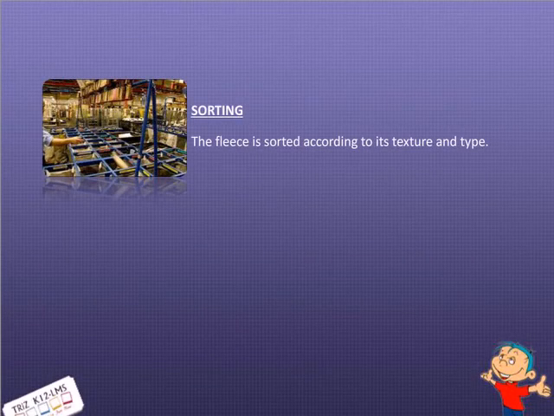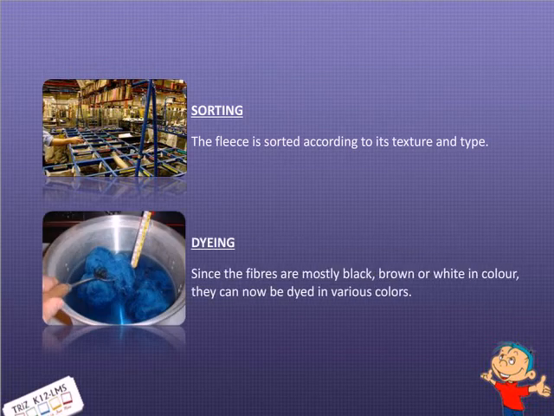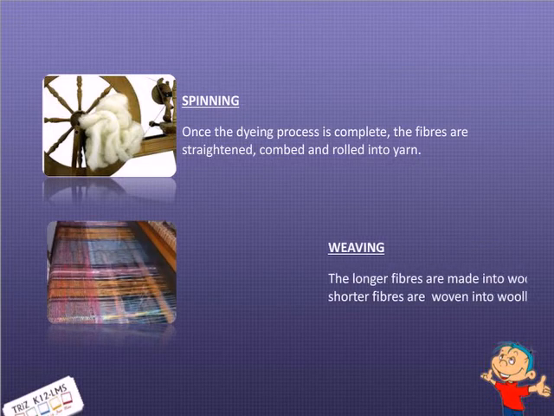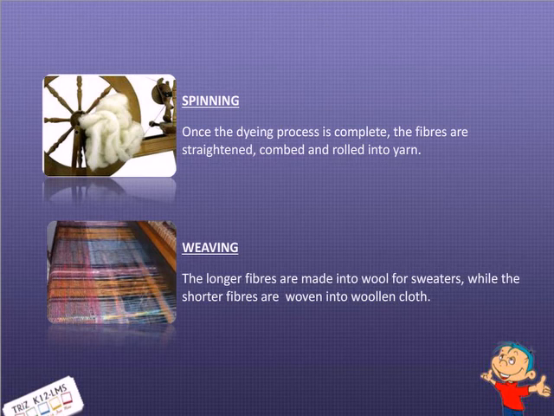Sorting. The fleece is sorted according to its texture and type. Dyeing. Since the fibers are mostly black, brown or white in color, they can now be dyed in various colors. Spinning. Once the dyeing process is complete, the fibers are straightened, combed and rolled into yarn. Weaving. The longer fibers are made into wool for sweaters, while the shorter fibers are woven into woolen cloth.